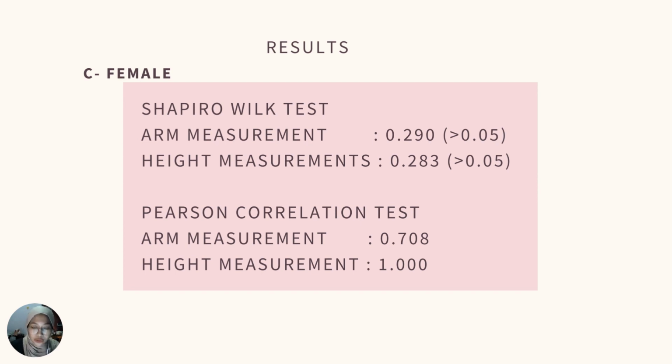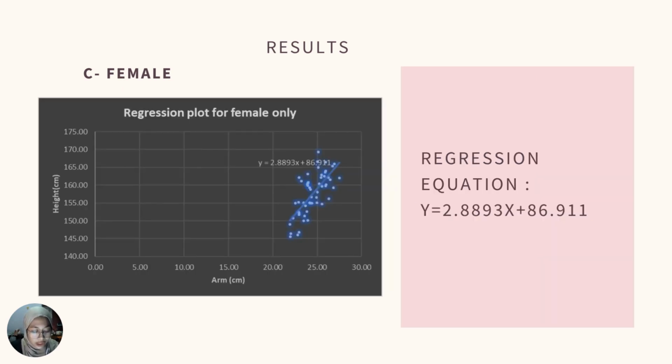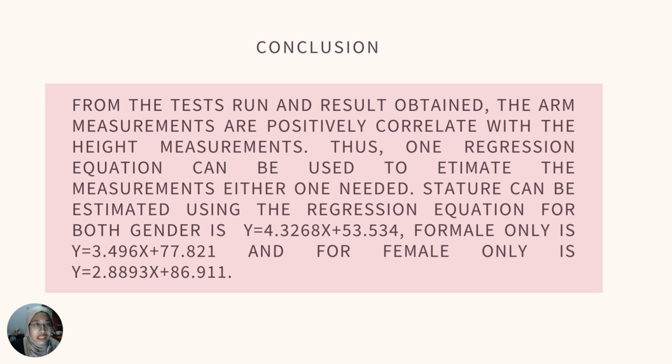Just like before, in order to get the regression equation, I use Excel sheet to get the scatter plot first. After data input, I uncover the equation based on the scatter plot obtained, and the result is shown as in the slides. As conclusion, from the test run and the result obtained, the arm measurements are positively correlated with the height measurements. Thus, one regression equation can be used to estimate the measurements, either one needed.